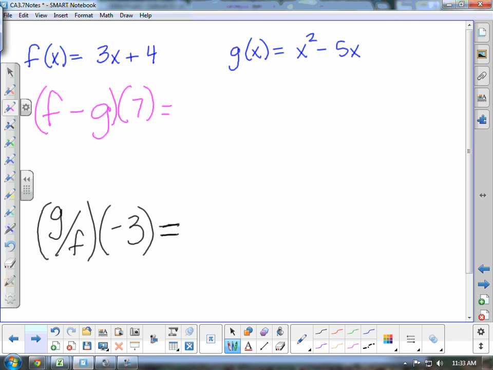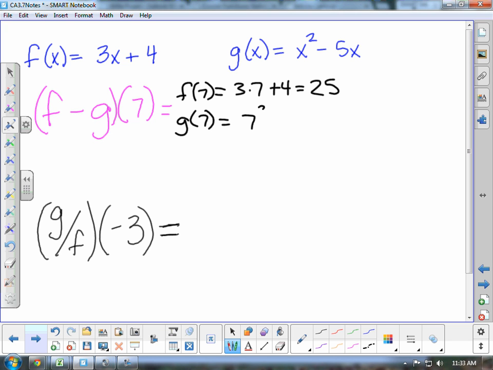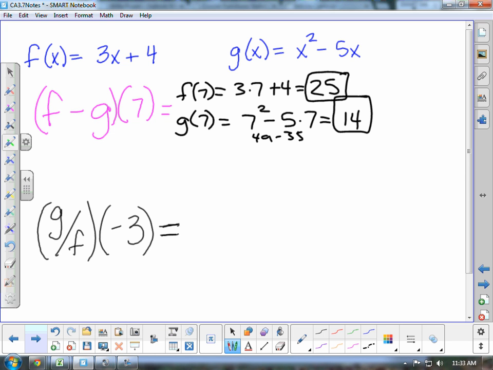Now then, taking some other examples and evaluating with this f minus g of 7, if you figure out what f of 7 is first, you would get 25. G of 7, you would get 49 minus 35, which is 14. And then take these two things and subtract them, and you would have f minus g of 7 is equal to 11.